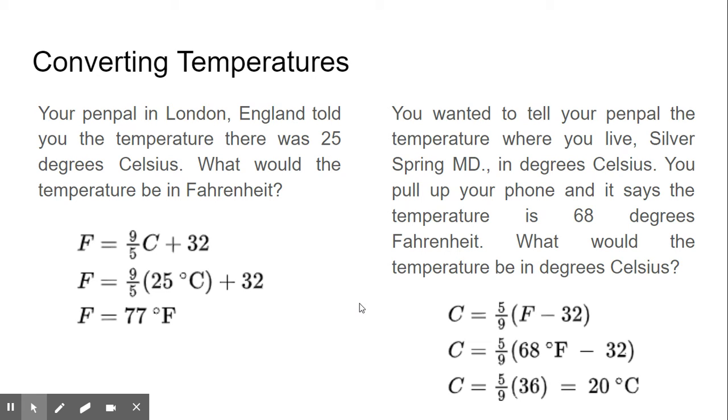You plug in 68 into the equation. C equals 5/9 (68 minus 32). C equals 5/9 times 36, which would equal 20 degrees Celsius.